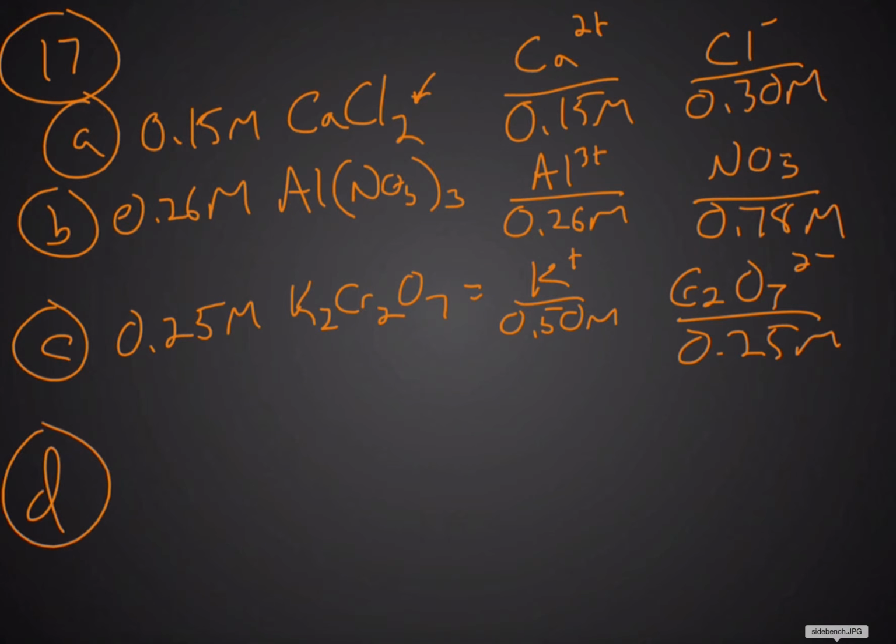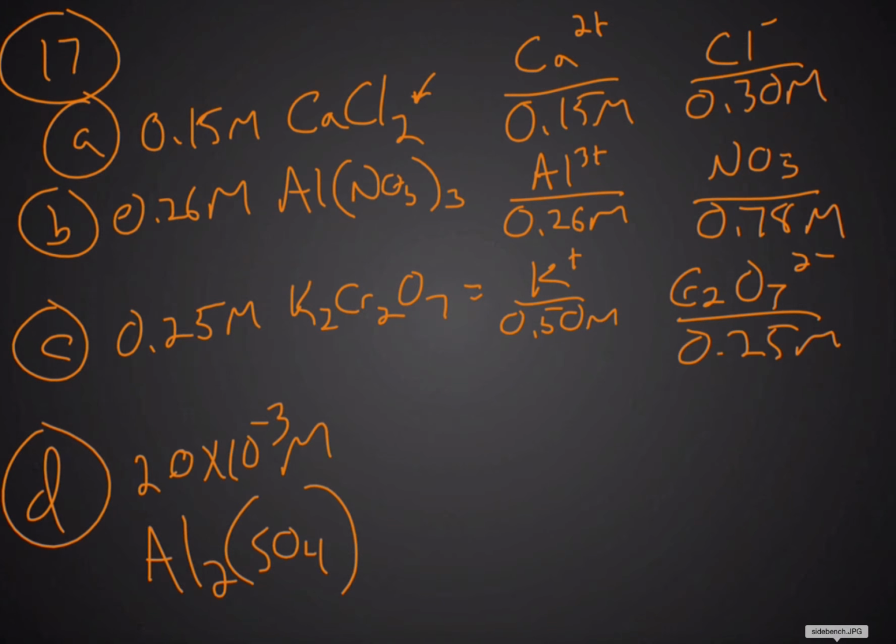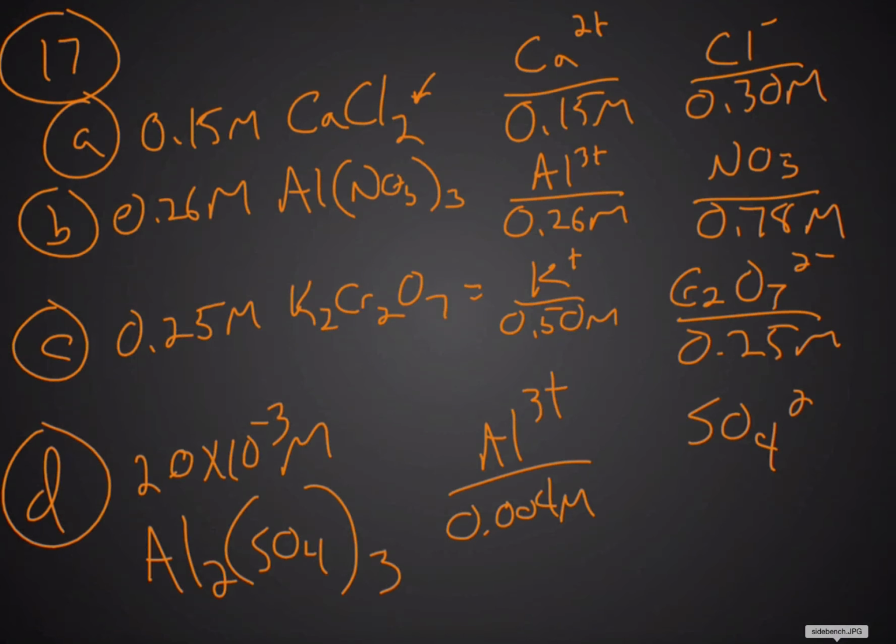Finally, on this problem, if we had 2.0 times 10 to the negative 3rd molar aluminum sulfate, then we would have, for the aluminum, the number is going to be double. So it's going to be 0.004 molar. And then for the sulfate, it's going to be triple the concentration, so 0.006 molar.